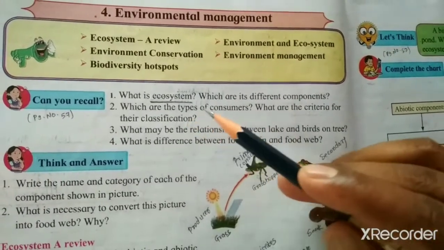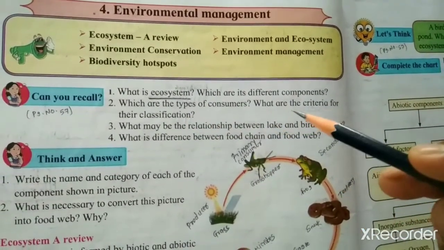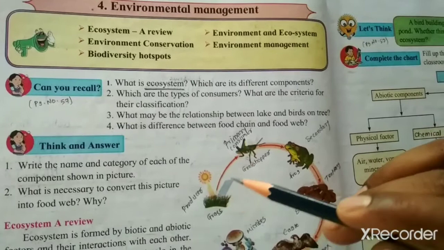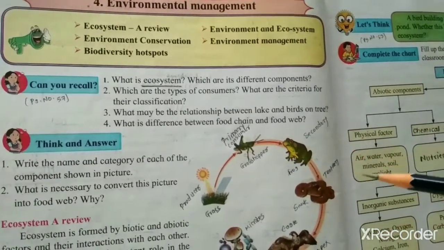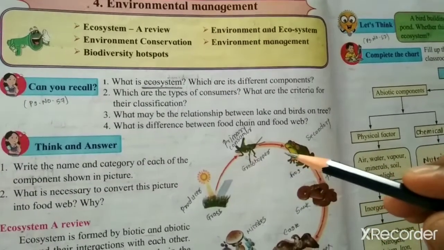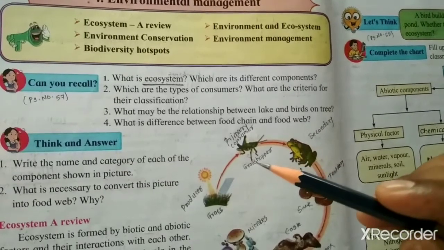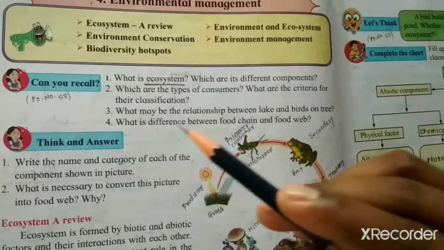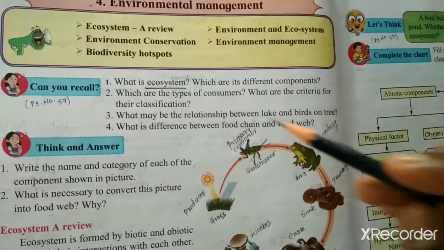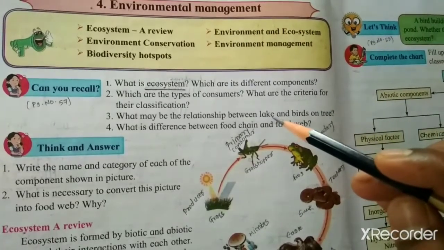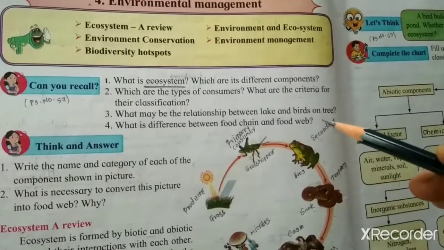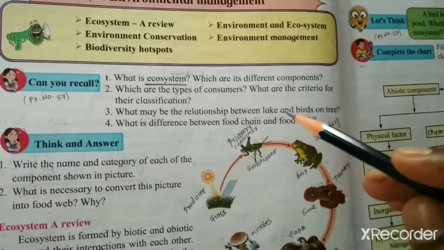Second question, which are the types of consumers and what are the criteria for their classification? Consumers are classified as primary consumers, secondary consumers, and tertiary or top level consumers, and these types depend upon the food they eat or the prey they feed on. Third one, what may be the relationship between the lake and birds on a tree? Birds reside on the trees near the lake and may catch prey from the pond or the lake.